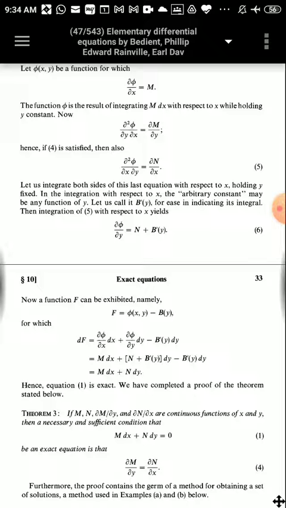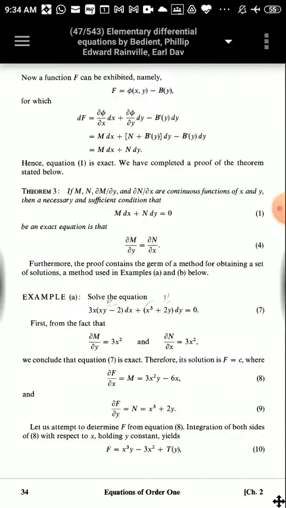So the theorem: if M, N, dou M by dou y, dou N by dou x are continuous functions of x and y, then the necessary and sufficient condition that M dx plus N dy equal to 0 be exact is that dou M by dou y equal to dou N by dou x. So that is a very important condition for the differential equation M dx plus N dy equal to 0 to be exact. Furthermore, the proof contains the germ of the method for obtaining a set of solutions, a method used in examples A and B below.